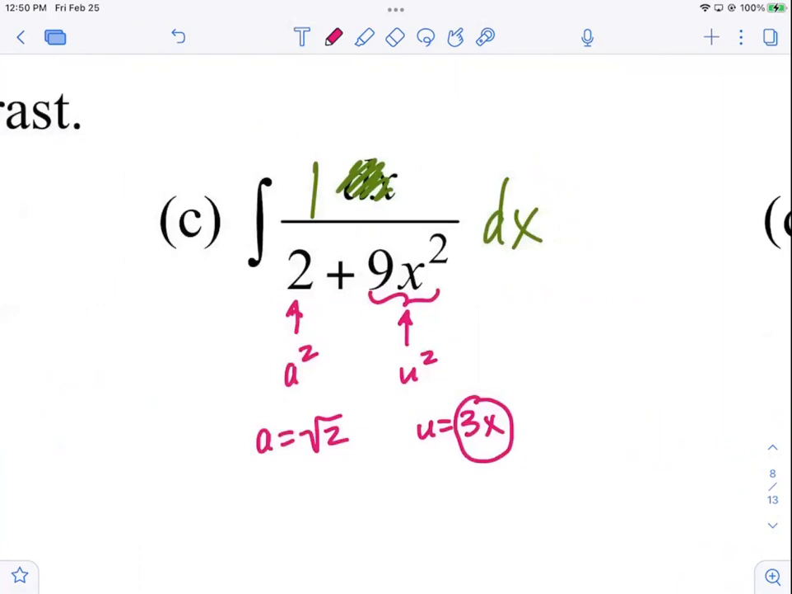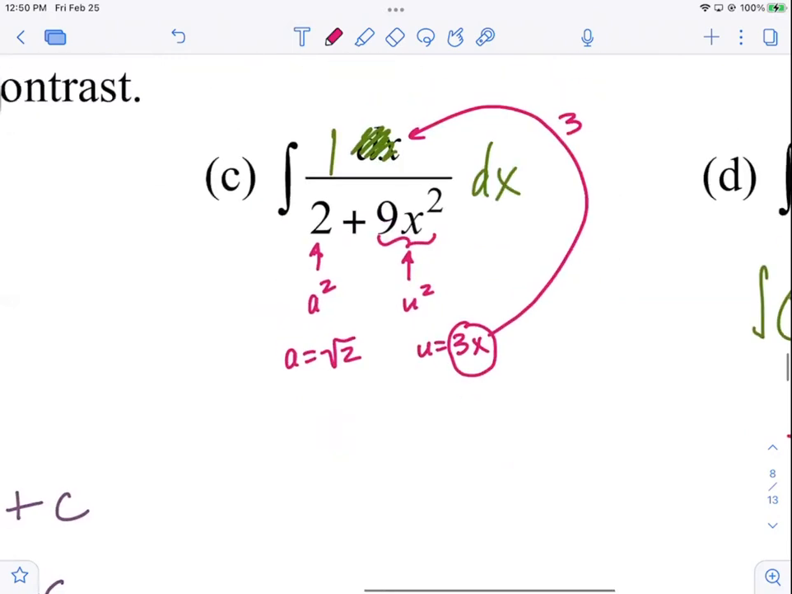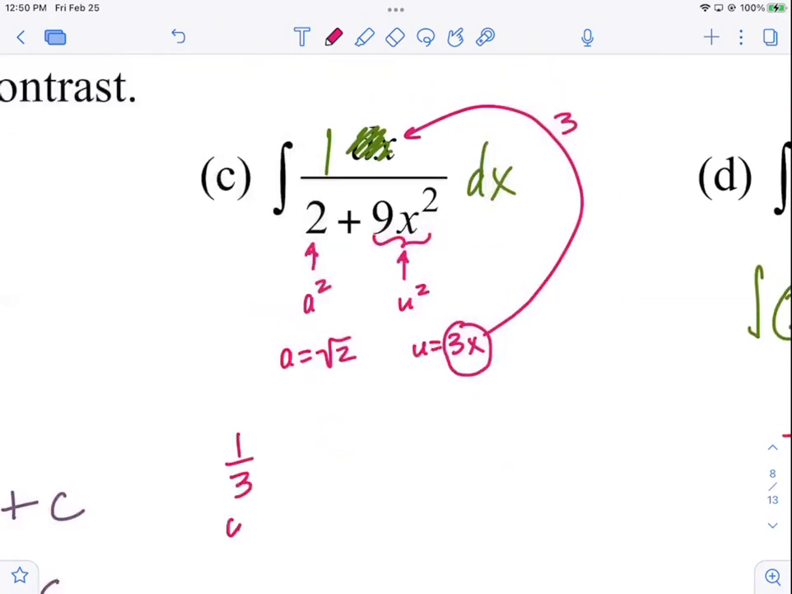Whatever you're calling u, that's your blob. That's your inside function. What would be the derivative of 3x? 3. Do we have a 3 in the top? No, but if we're only off by a constant multiple, is that a big deal? Not at all. So I have to have a 1/3 correction in my answer. There's no rider other than a 1, so I don't have to bring down a 1, but there is a 1/3 correction. And now we go to the arctangent rule.